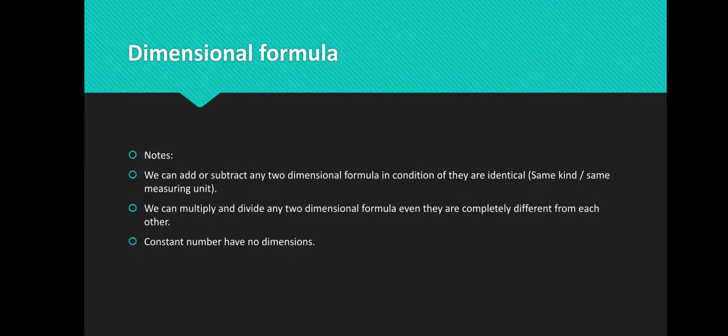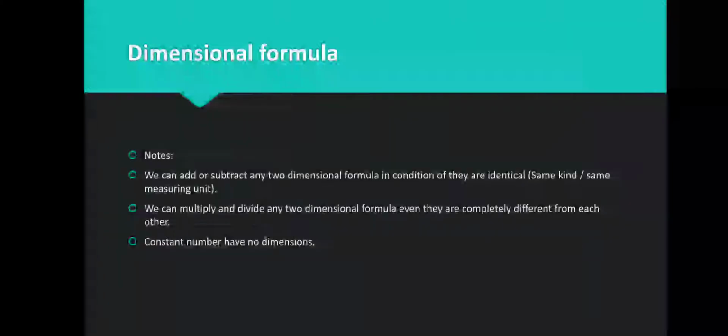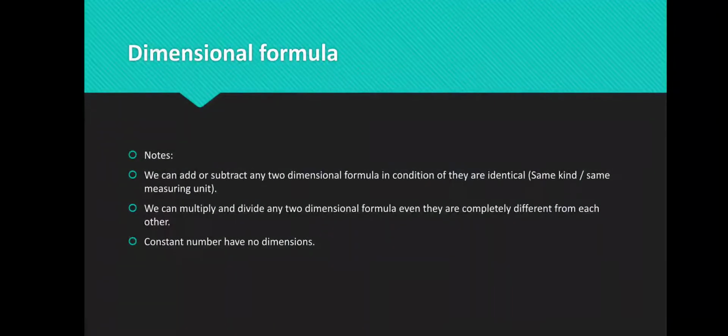If I told you this dimensional formula will be added to that dimensional formula, you must know that these are two identical physical quantities or two identical dimensional formulas. We can multiply or divide any two dimensional formulas even if they are completely different. If we multiply two dimensional formulas, all we have to do is add the powers of the similar terms, and if we divide, we subtract the powers of the similar terms. You must also know that a constant number has no dimensions.